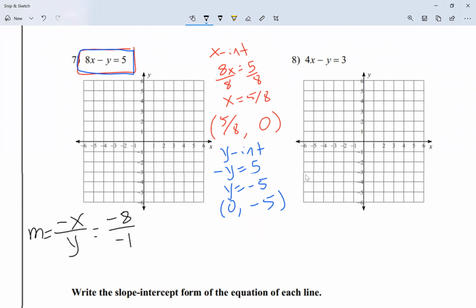Notice I switched the sign on the number in front of x. I wrote it as a negative 8. Notice how the number in front of y, I left it alone. Technically, it's a negative 1. So my slope is negative 8 over negative 1.